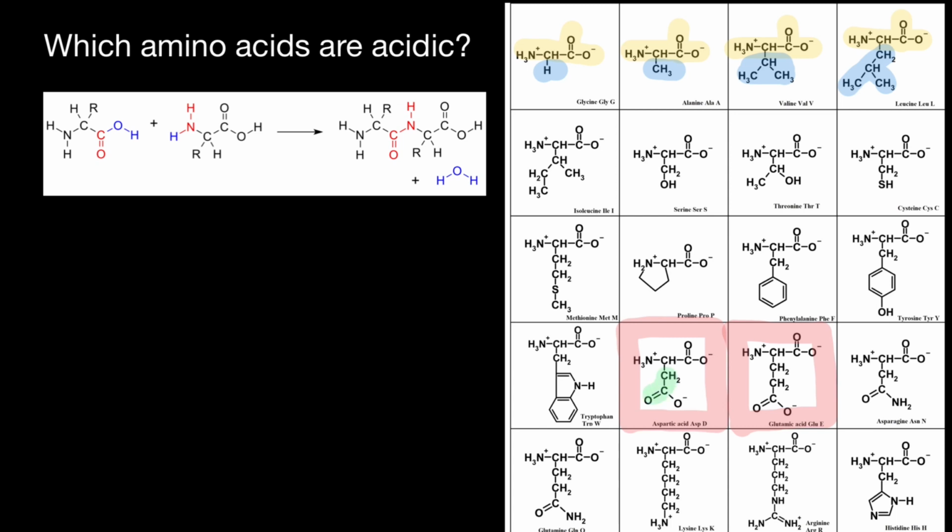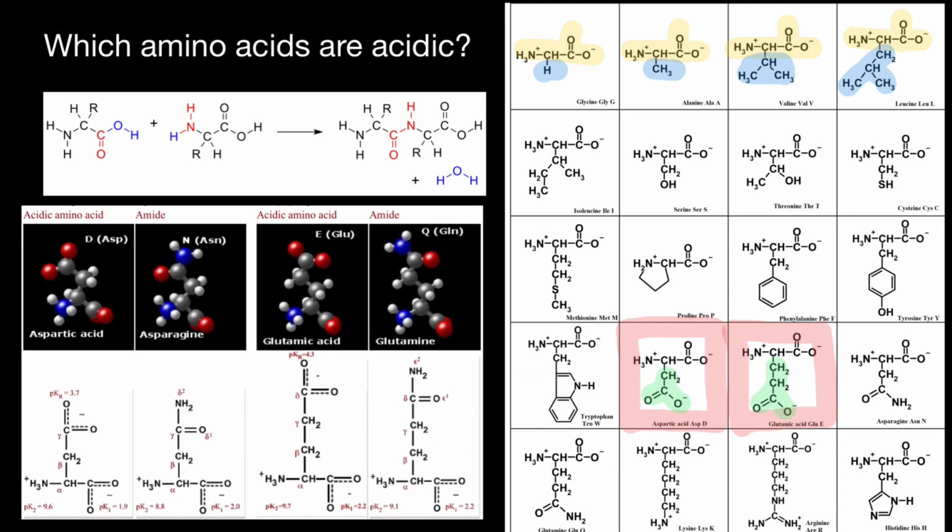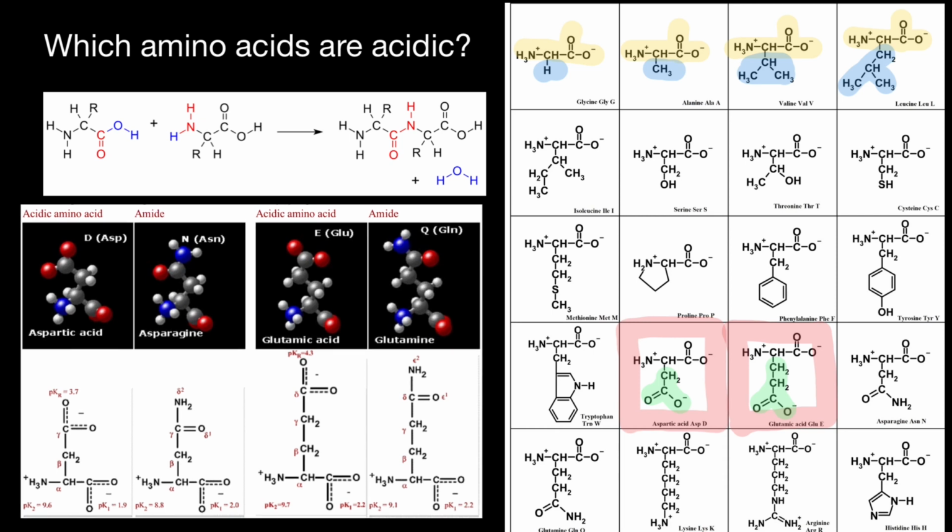Only aspartic acid and glutamic acid have an R chain that is going to be slightly acidic and would give such a property to these amino acids at the normal physiological pH, which is between 7 and 7.4. Now let's talk about the properties of these amino acids. On this picture, you see not 2 amino acids, but 4 amino acids.